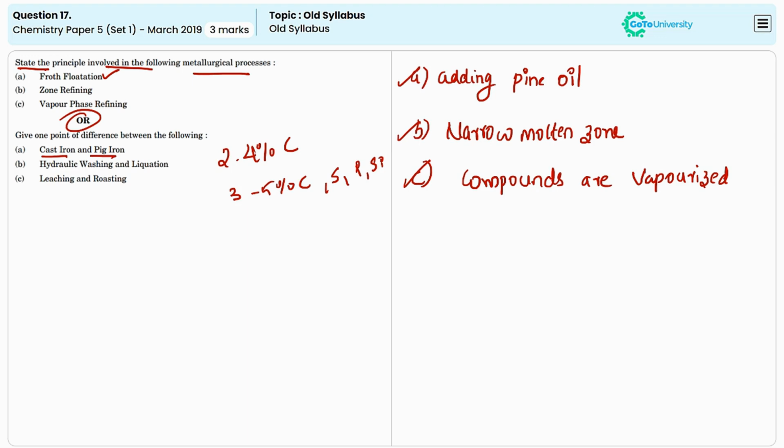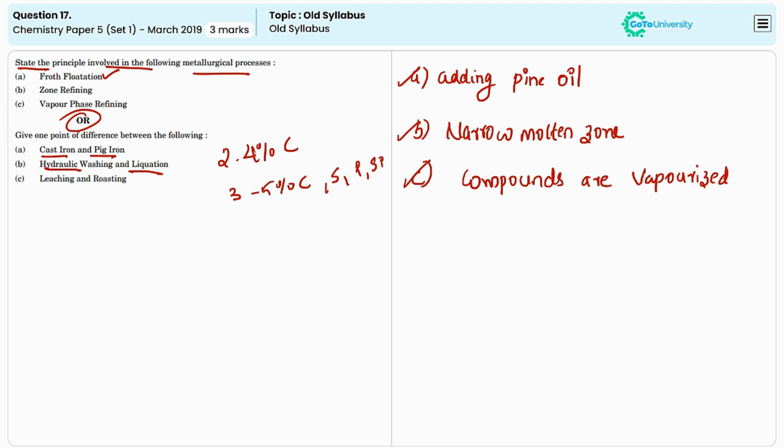The second one is to differentiate between hydraulic washing and liquation. Hydraulic washing is a gravity separation method used to concentrate ores by washing the ore with steam or water. Denser particles will sink while lighter impurities are washed away. It is mainly used for ores like gold, tin or iron ores.